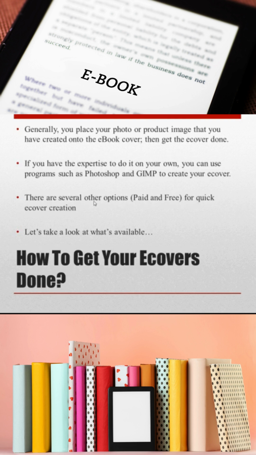So the next question is, how do you get your e-covers done? Usually, to create your e-cover, you need to have a photo, an image that's already ready to go, an image that you want to be the face of the product. Then after that, it's just a matter of slapping it on a digital e-cover and repositioning it so it's a finished product. So generally, you place the product image that you have created beforehand onto the ebook cover, or the e-cover in general, and then just get the e-cover done.